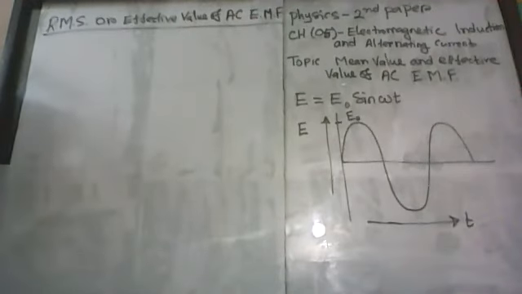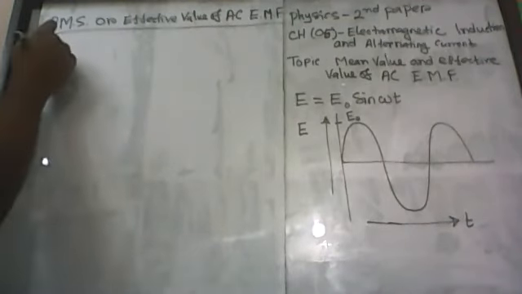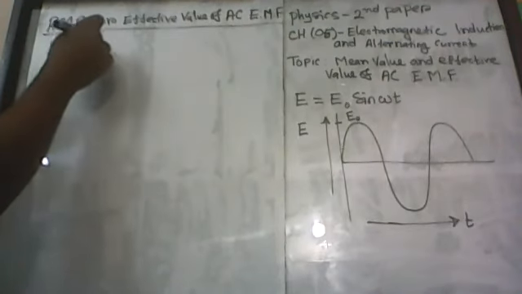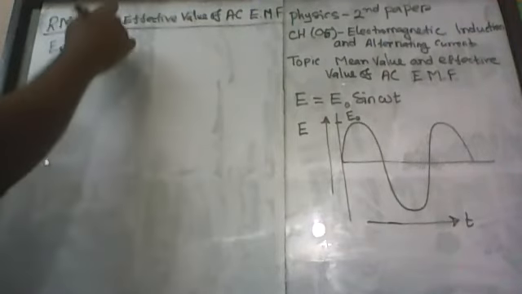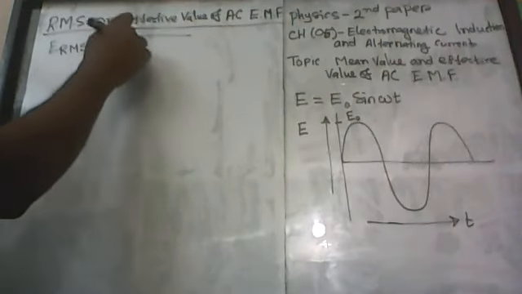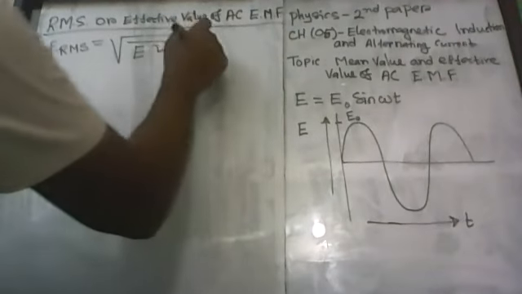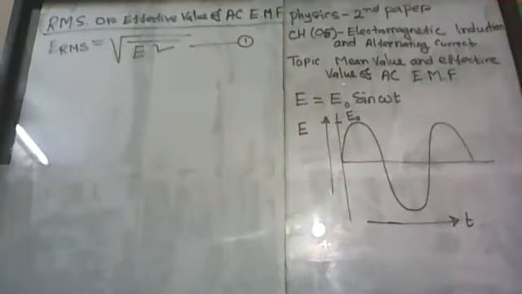Boys and girls, what does RMS stand for? You know that RMS stands for root mean square value. So to find the RMS value of AC electromotive force, we write E RMS. E RMS will equal the root mean square value of AC electromotive force. Suppose it is equation number 1.